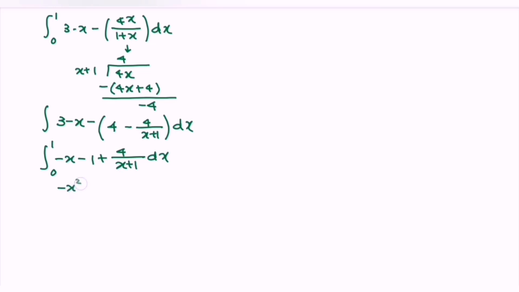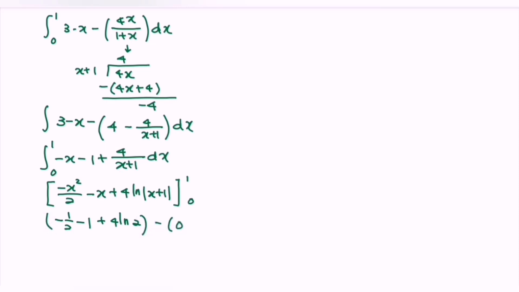We have negative x squared over 2 minus x plus 4 ln of x plus 1, with the limits 1 and 0. Kindly substitute. We have negative 1 over 2 minus 1 plus 4 ln 2. If we substitute 0, we have 0 minus 0 plus 4 ln 1, which equals 0. So finally, the area is equal to negative 3 over 2 plus 4 ln 2, or 1.273 unit square. That is the area for this question.